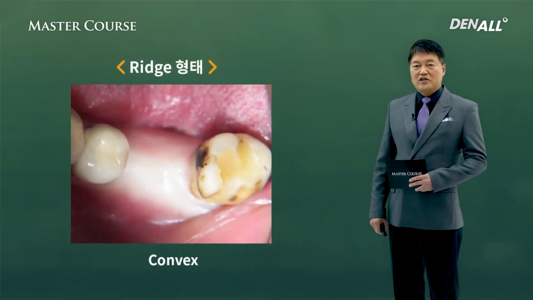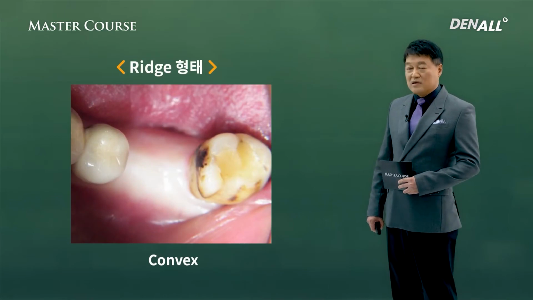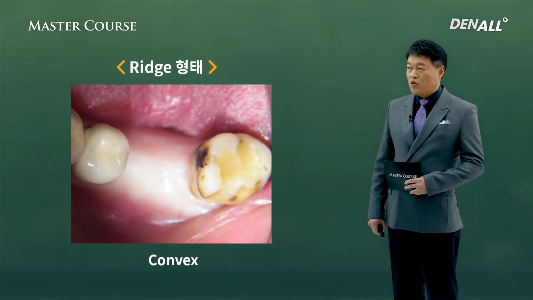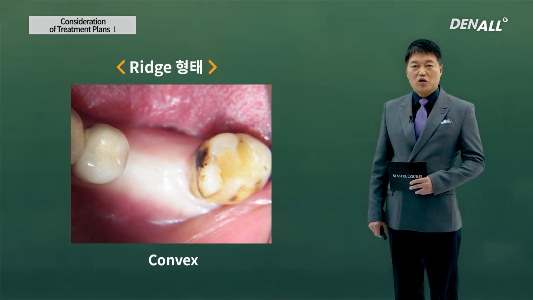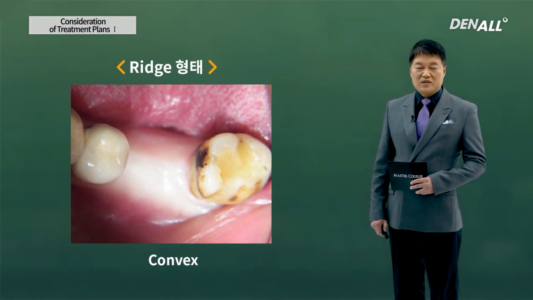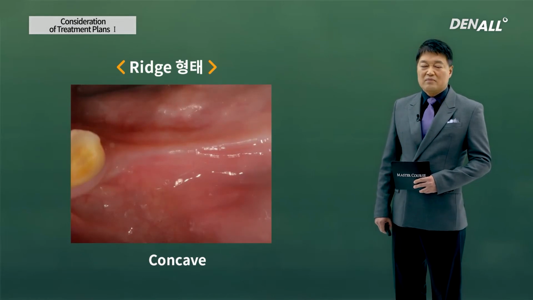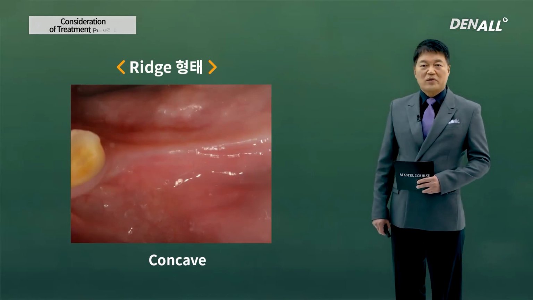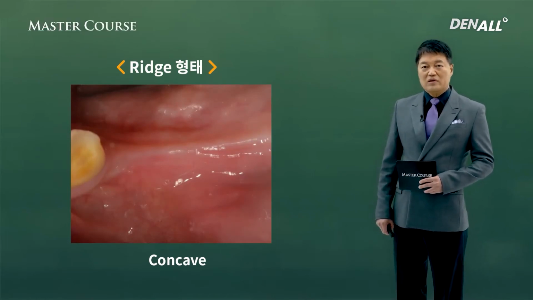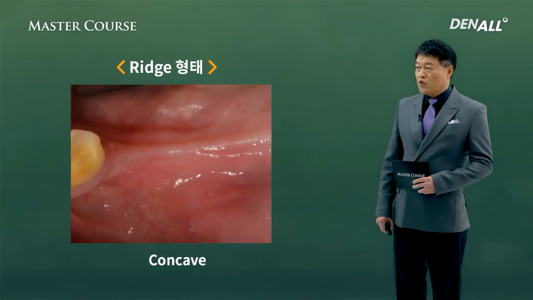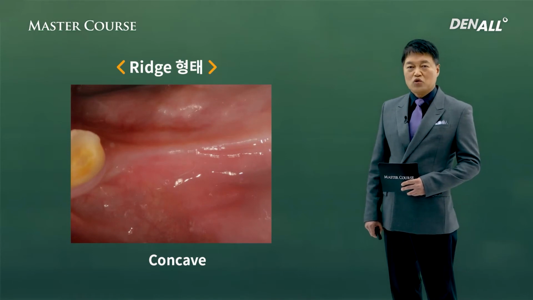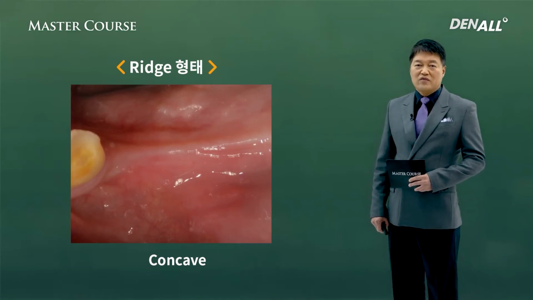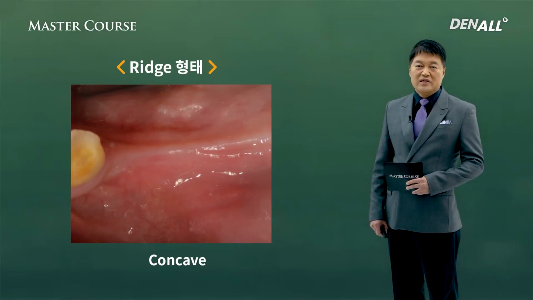First is the ridge shape. If there is sufficient space in the ridge and if there is attached gingiva, you can do surgery without concern. Very easy. But a lot of times, it is atrophied and narrow. So when we do surgery, if there's not enough attached gingiva, GBR or free gingival graft may be needed, requiring more attention.